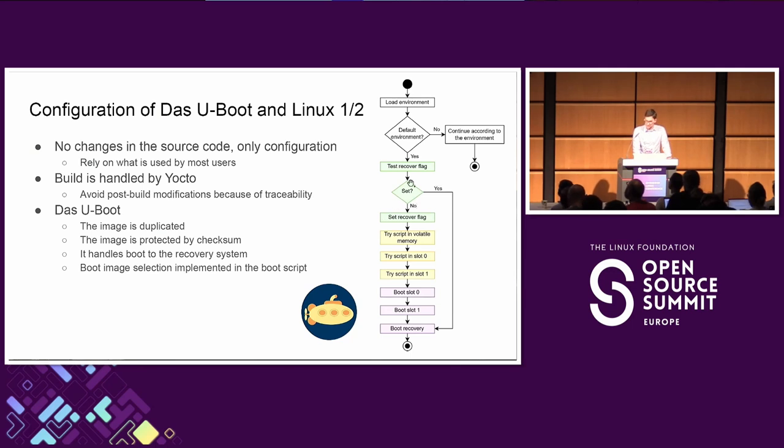So the next thing is to set the recovery flag, and then we try the scripts. There are several options to use the scripts. There might be anything in the script. You may try to fix something in the FPGA, or you can manipulate the memory, or you can boot your slot. It depends on you, so it tries whatever you want. And then if there are no scripts, it will try to boot the first slot, second, etc. And then it will try the recovery slot. So this is the logic behind.